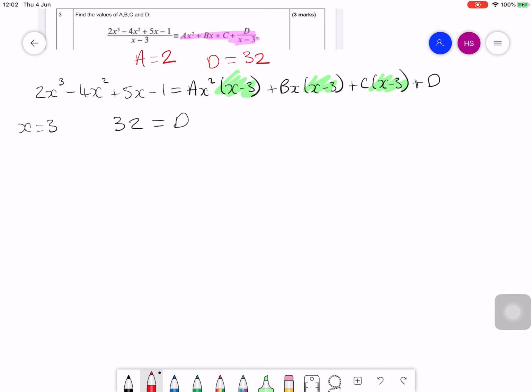Okay, so what else could I sub in? Well, I could sub in x is 0. So if I sub x is 0 in, the left-hand side will just equal minus 1. If I sub x is 0 into that, I would get minus 1. And if I sub in x is 0, then that is going to equal 0. That will equal 0. So I would just be left with c times minus 3 plus d. Okay, so that's what I'd be left with. And I know that d is 32.